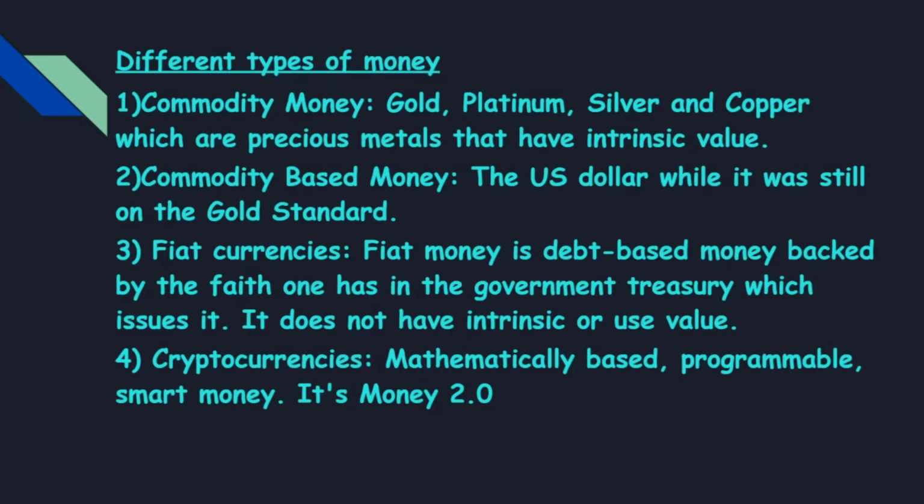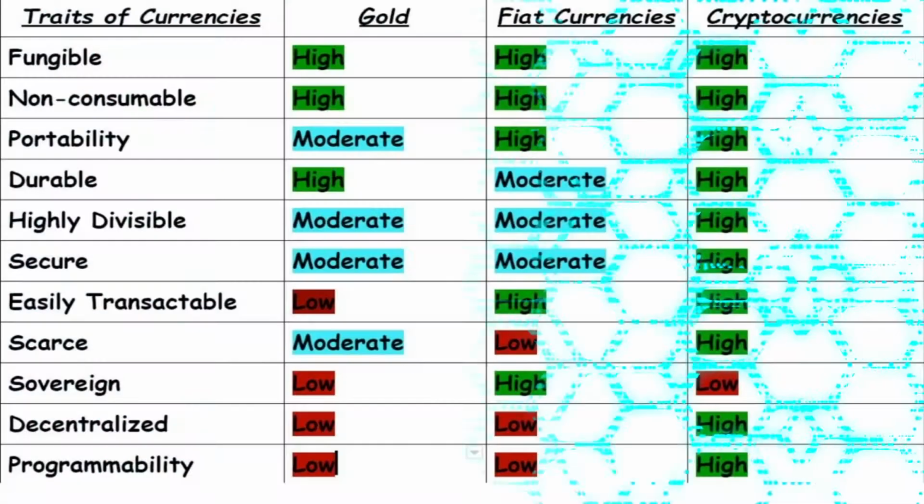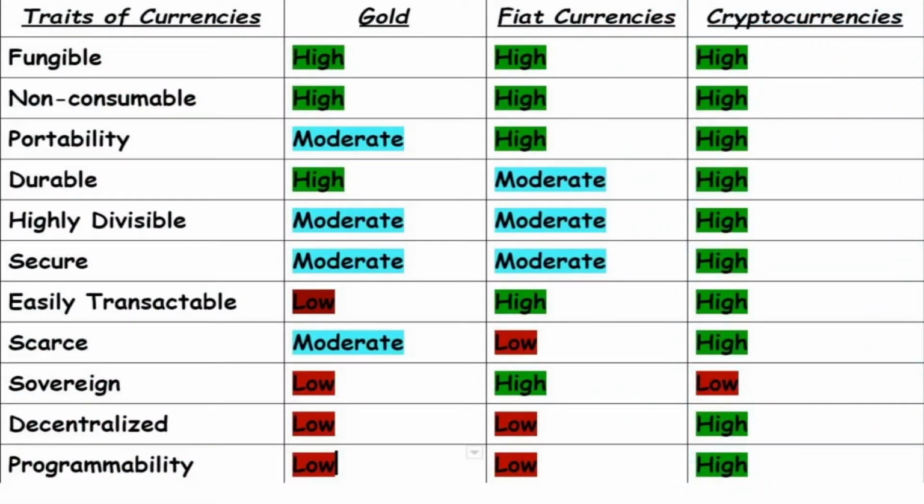Cryptocurrencies are mathematically based, programmable, smart money. It is money 2.0. In this chart, we will be looking at the traits of currencies. Here we're going to compare gold, fiat currencies, and cryptocurrencies. As you can see, in each category, cryptocurrencies score higher than gold or fiat currencies. For this reason, it is a more sound form of money.